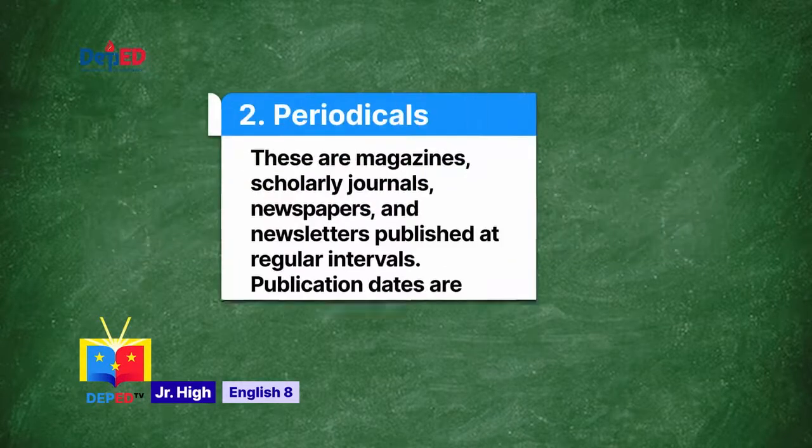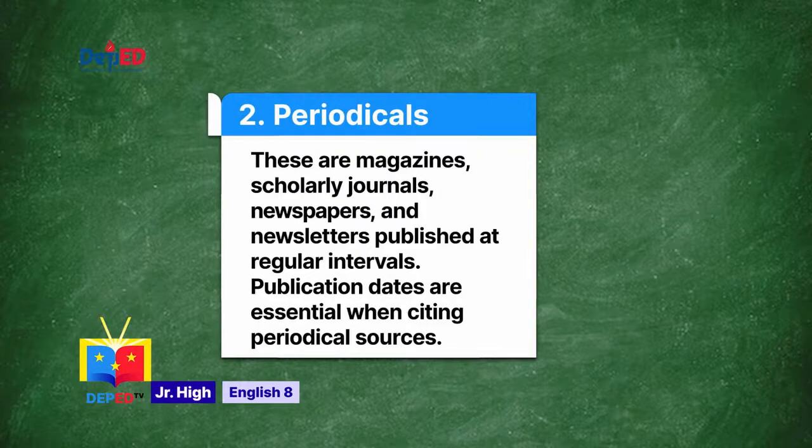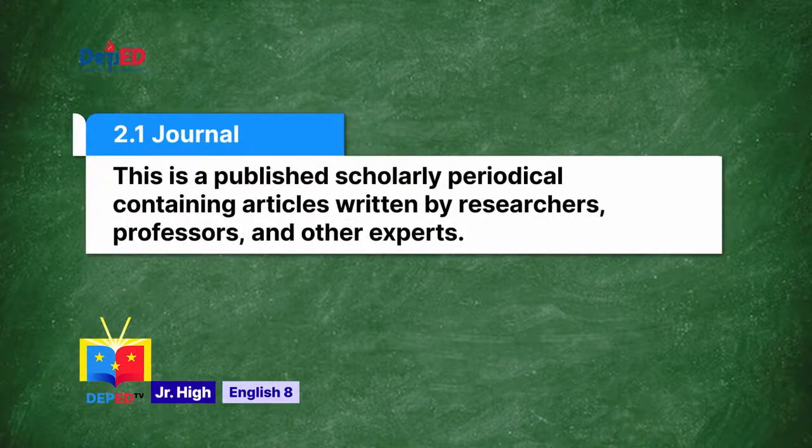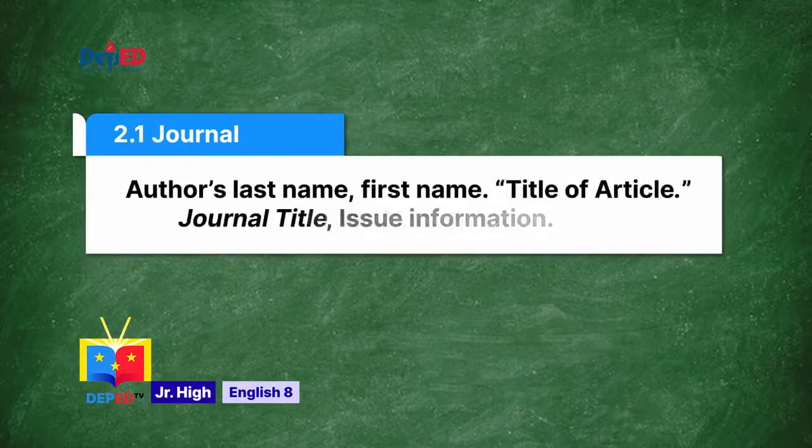Number 2, periodicals. These are magazines, scholarly journals, newspapers, and newsletters published at regular intervals. Publication dates are essential when citing periodical sources. We have journal. This is a published scholarly periodical containing articles written by researchers, professors, and other experts. This is the format in writing a journal bibliography.